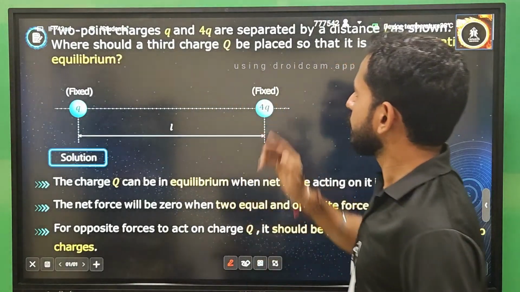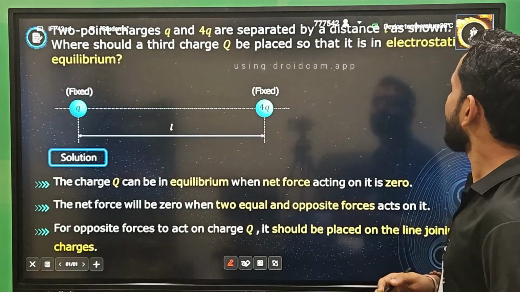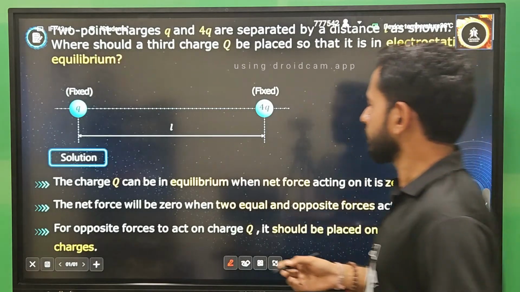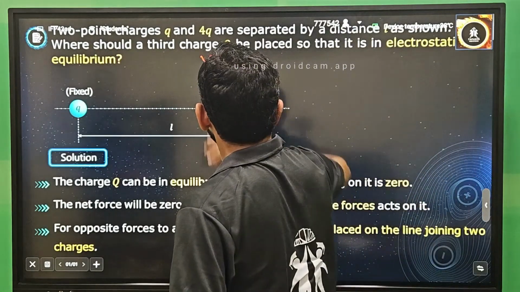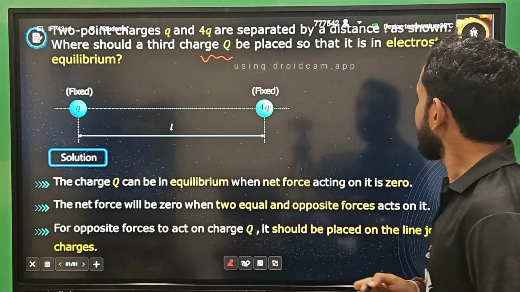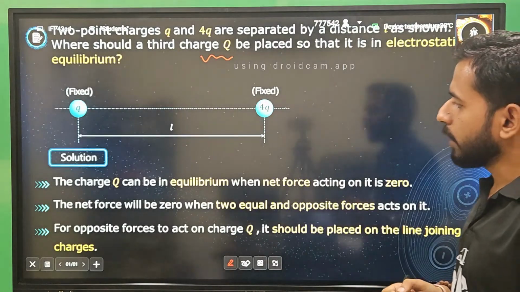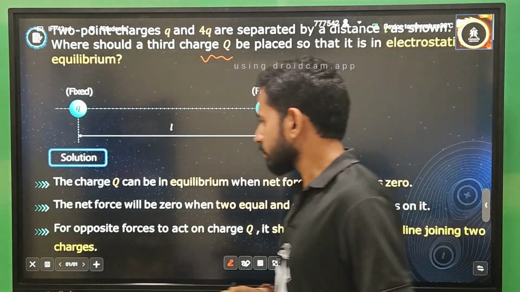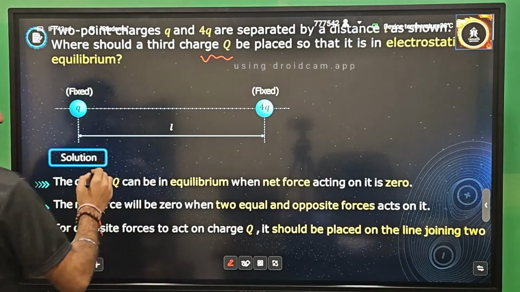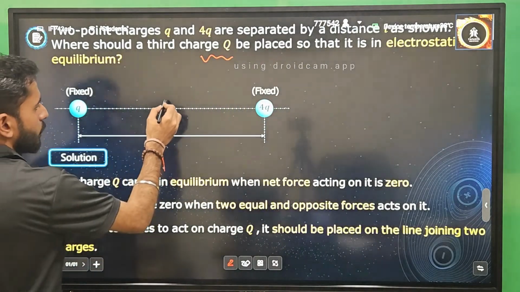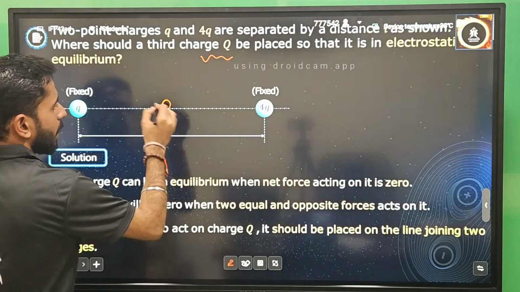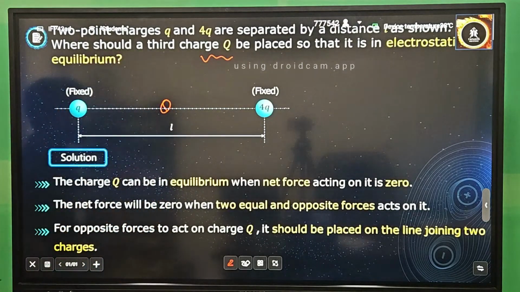Two point charges Q and 4Q are separated by a distance L as shown. Okay, a diagram is given. Where should a third charge capital Q be placed so that it is in electrostatic equilibrium? Now see, the question is asking you where, in between or at any position, you will place it so that the complete system will be in electrostatic equilibrium.